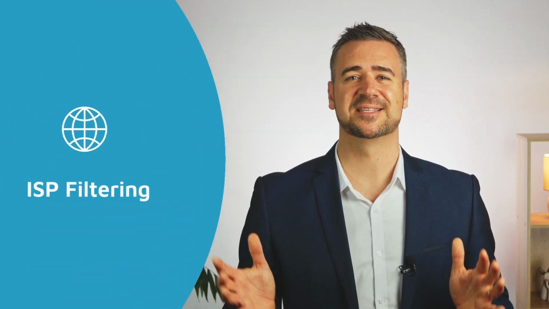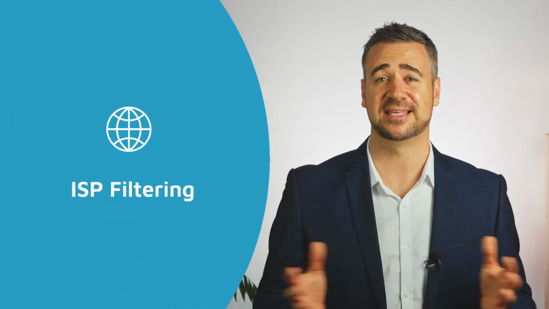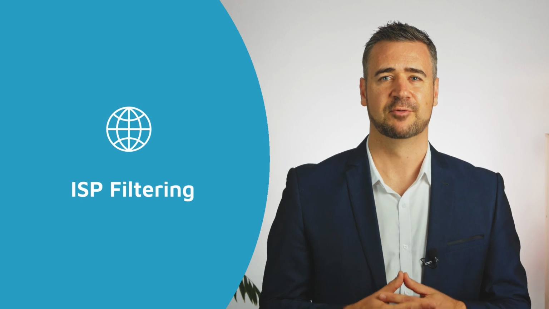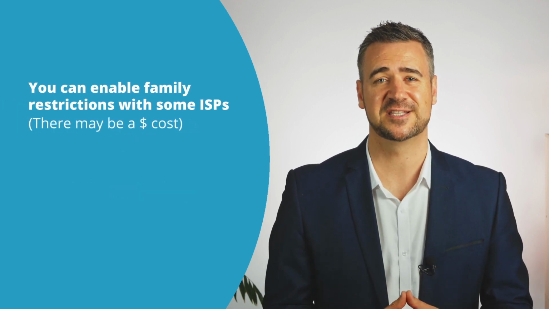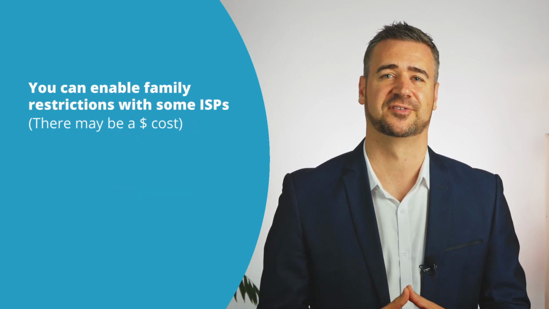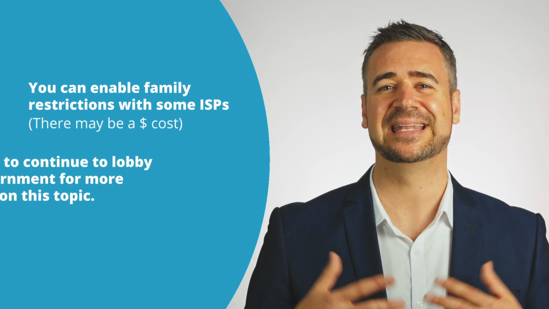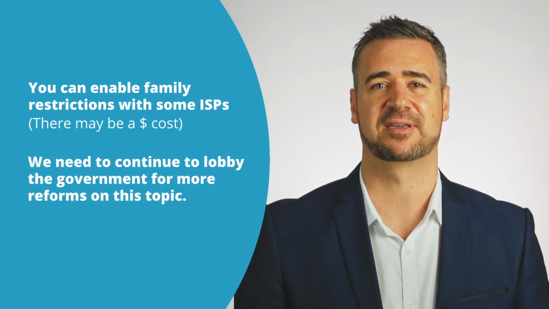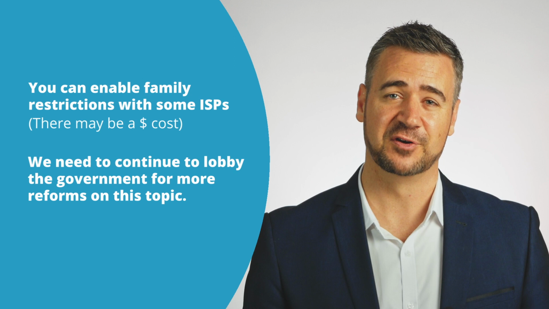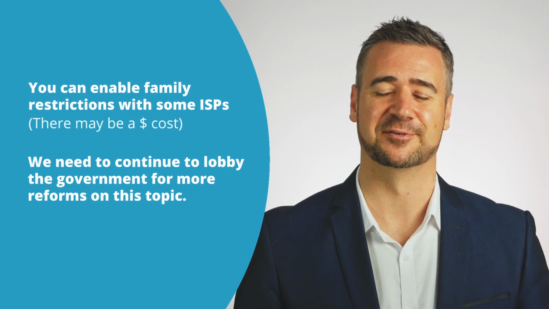The last layer of the eSafety onion is the ISP level filtering. This is the Internet Service Provider level, where some services offer increased filtering, usually for an extra cost. Can I also encourage you that we need to continue to lobby our government as they can do more filtering of the internet at the ISP level.